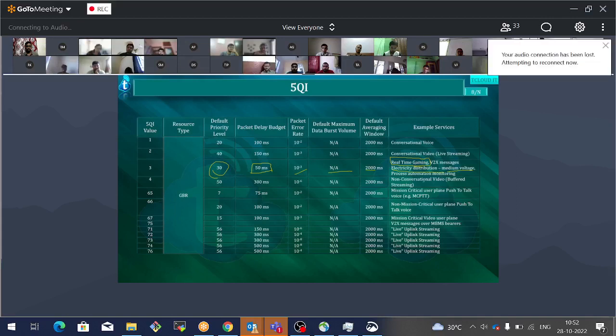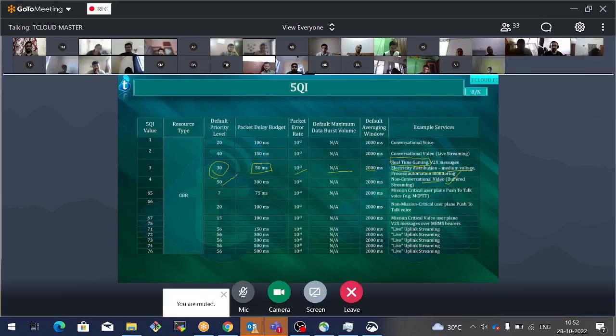Non-conversational video, buffered streaming like YouTube, 50, and huge delay budget, 300 milliseconds. But packet loss is further reduced, 1 by 10 to the power of 6. Every one packet out of every 1 million packets, or 10 lakh packets. So 10 power 6 is 1 million.